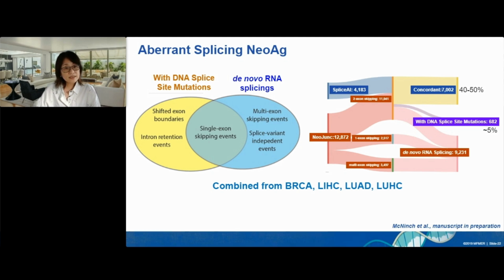We suspect that there are a lot of false positives in this group, and we are further optimizing our algorithm using long-read RNA-seq data. There are also a small percentage, around 5% in the middle, of the splicing events that are only detected by the splice site mutation approach.